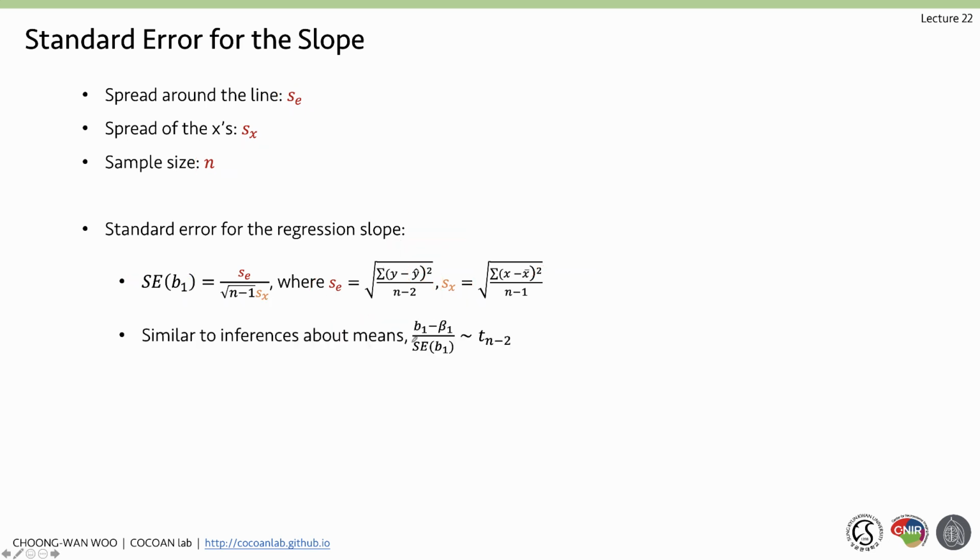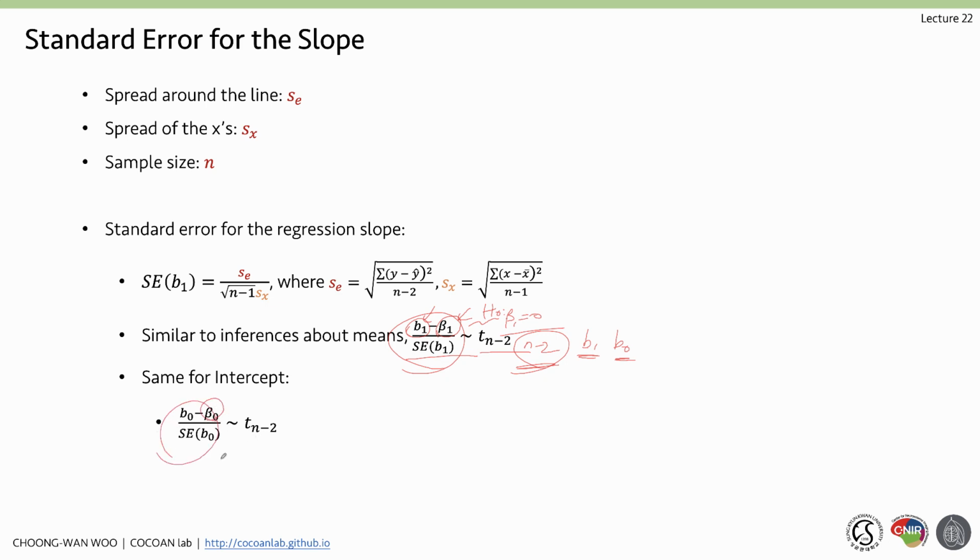After that, the inference about beta is similar to inferences about means. So beta we observed, and we have the null hypothesis beta 1. It's usually 0. This is the null hypothesis, and we divide that by the standard error of beta. This follows a t-distribution with the degrees of freedom of n minus 2. Because we have two parameters, slope and intercept, the degrees of freedom becomes n minus 2. It's the same for the intercept, so we have beta naught minus the null hypothesis beta naught, divided by the standard error of beta naught.